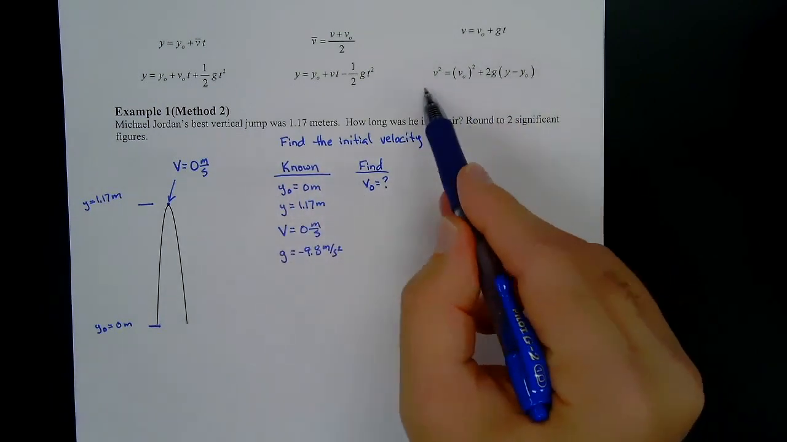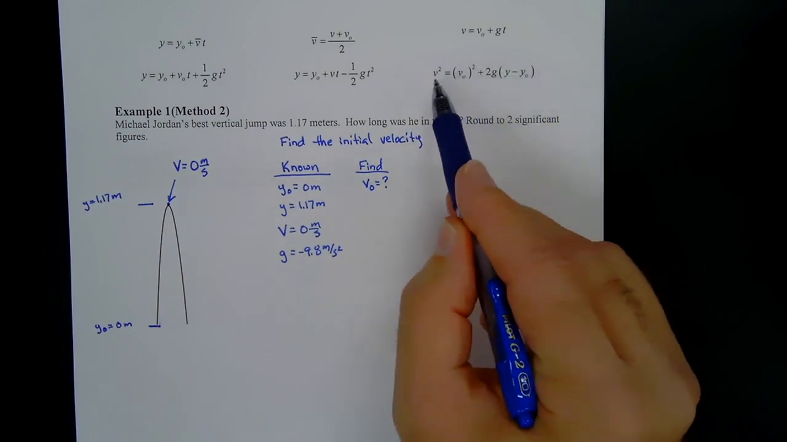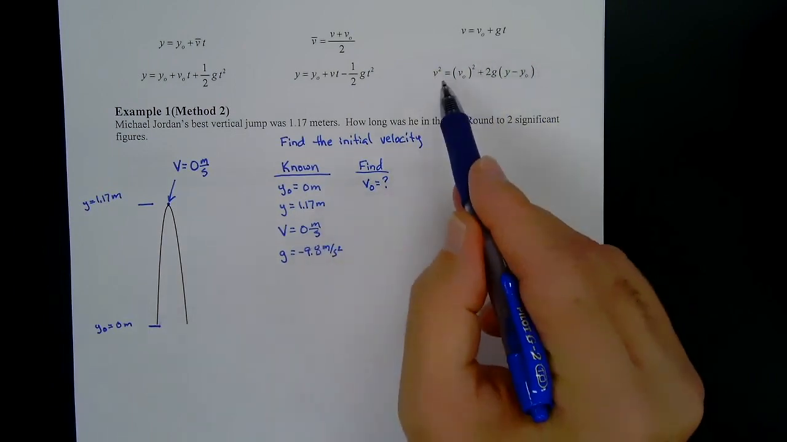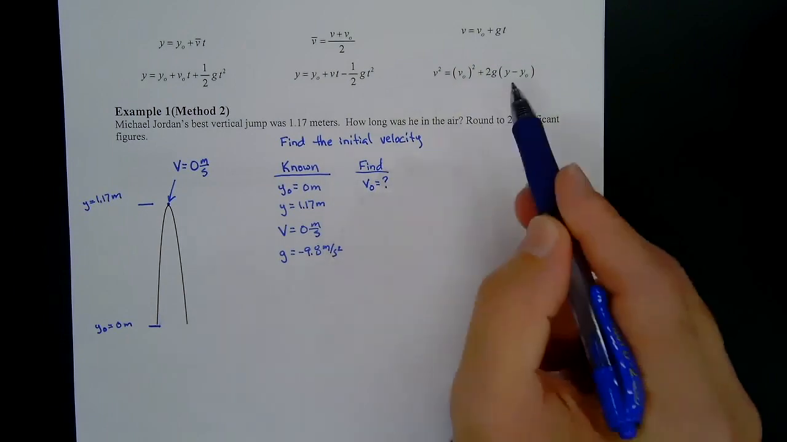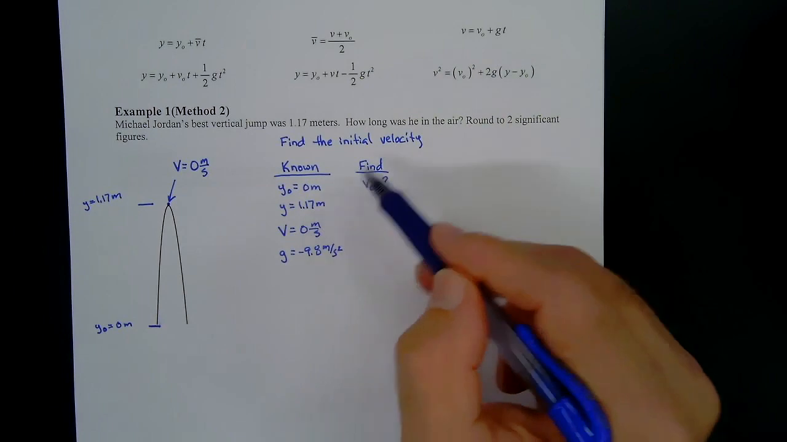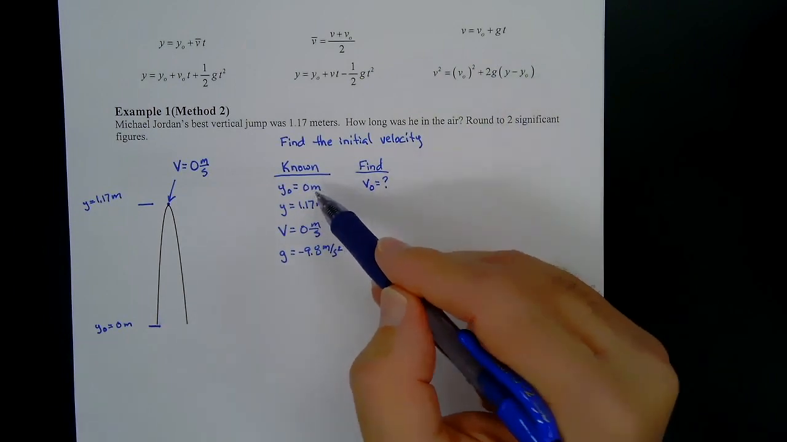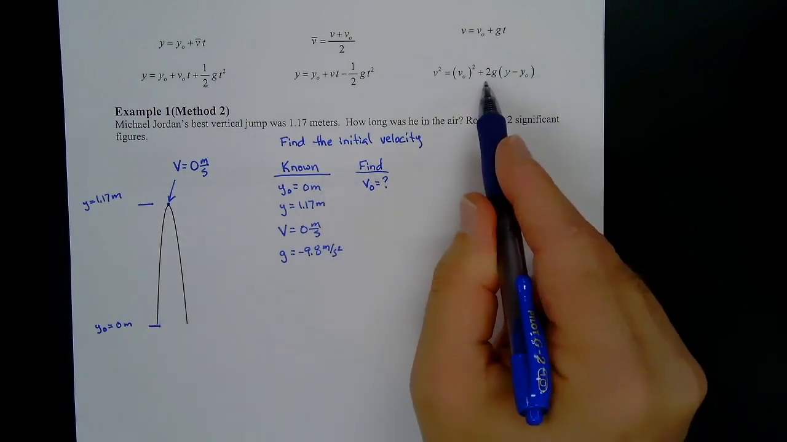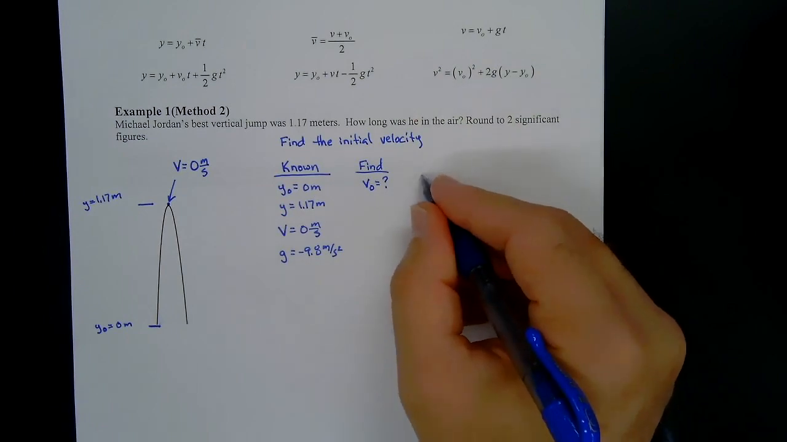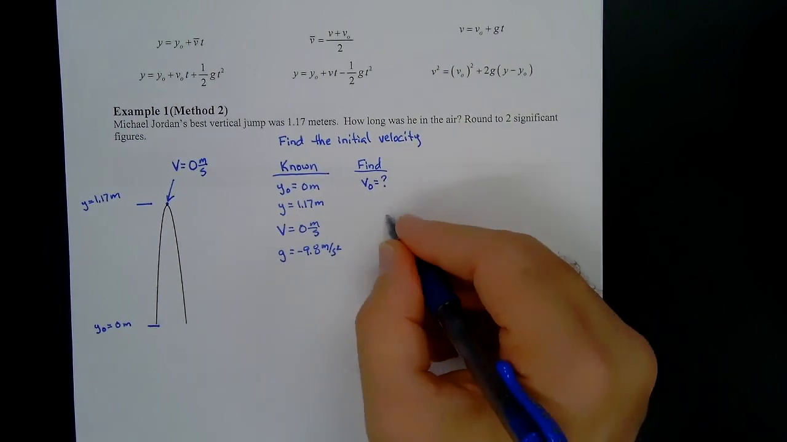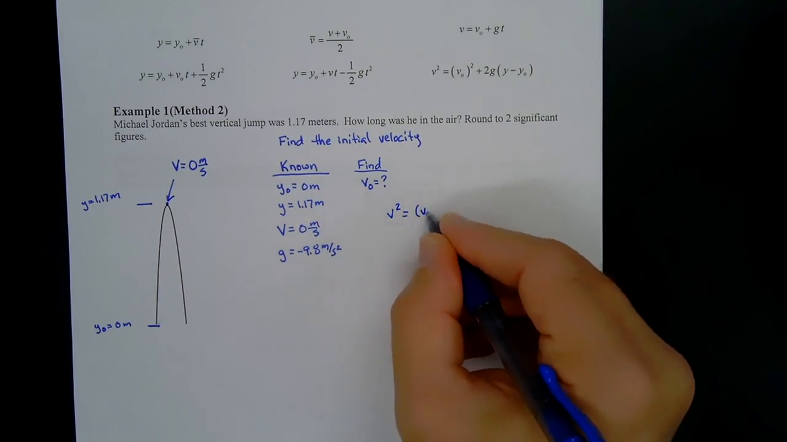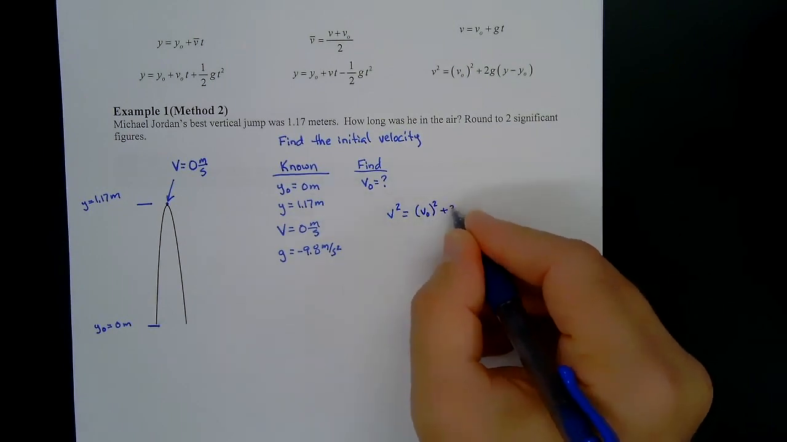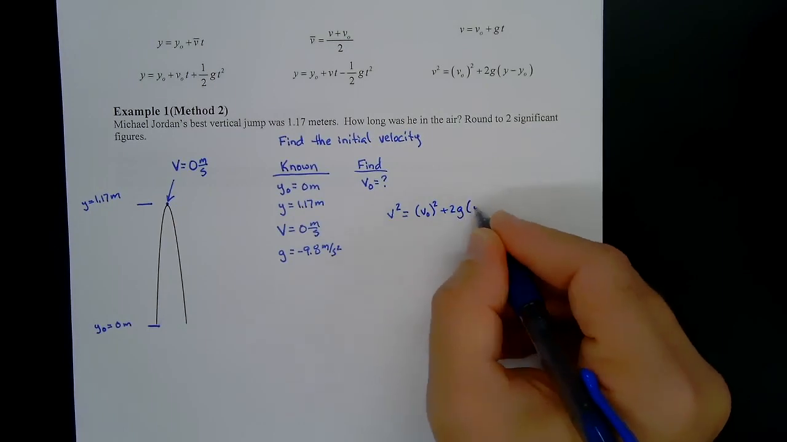I could actually use this equation right here, because this relates the final velocity, which we have, the initial velocity, which is what we're trying to find, g, which we have, the final position, which we have, and the initial position, which we have. Okay. So I'm going to use this one right here.